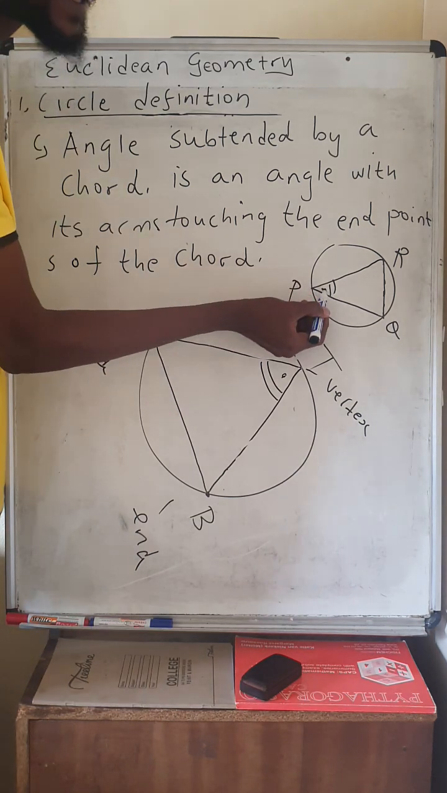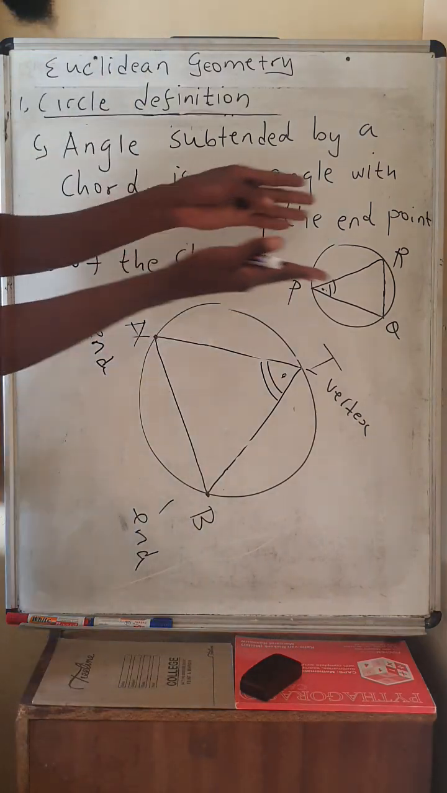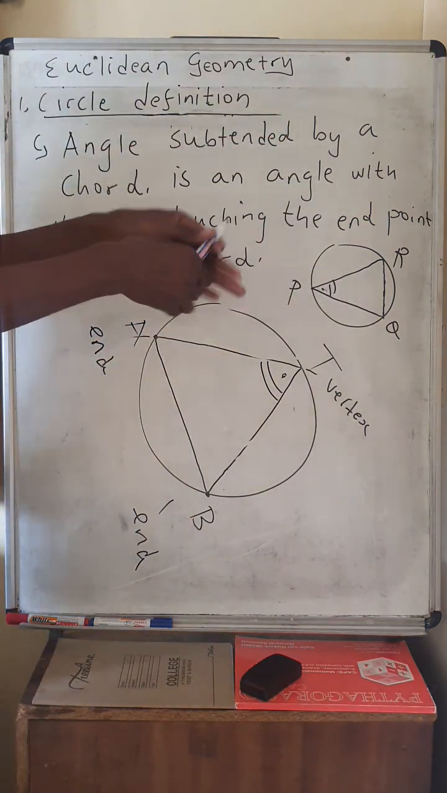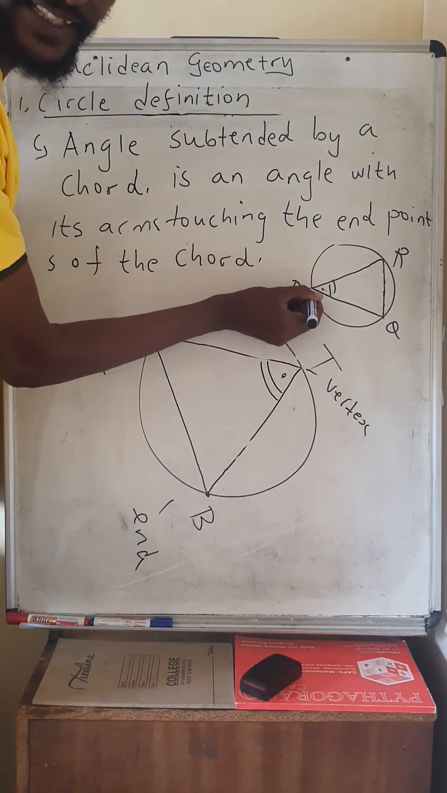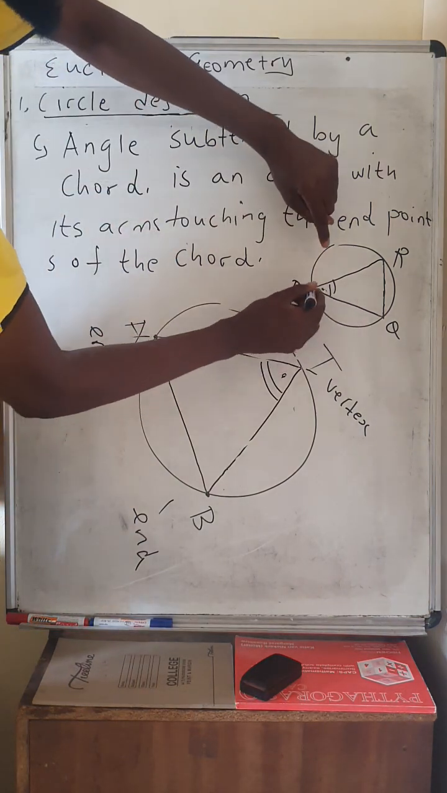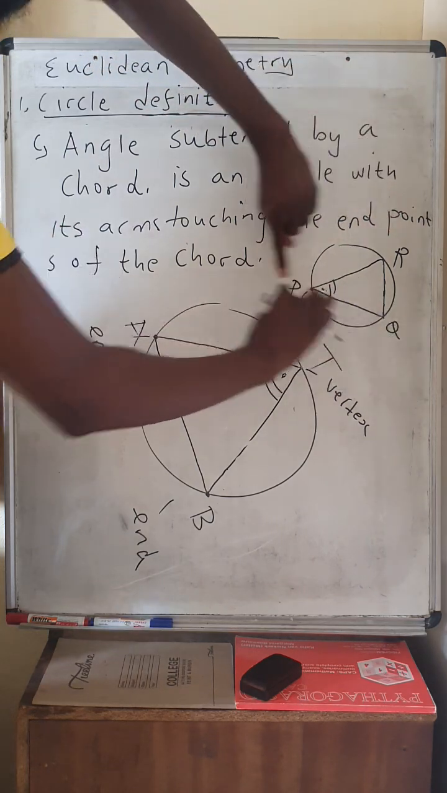Is this angle subtended by a chord or not? The only way I can be sure is if the arms are touching what? The circumference, if I follow them from the vertex. Where is the vertex of this angle? This is the vertex. Now I need to follow the arms, moving from what? The vertex. I'm following the arms, moving from the vertex.